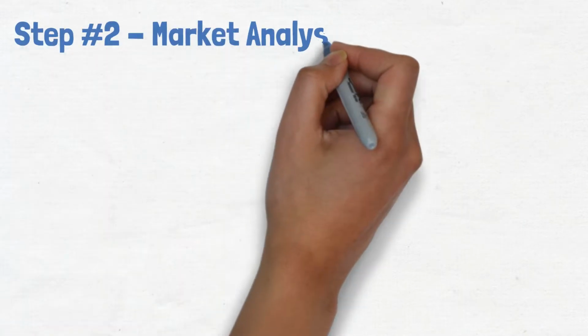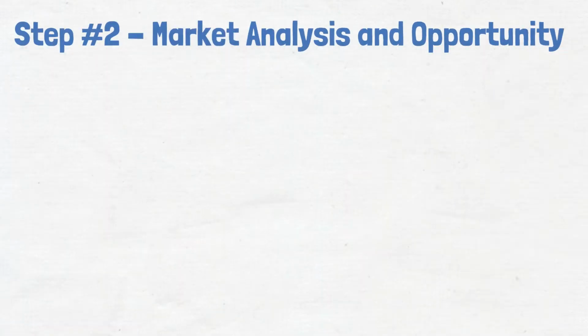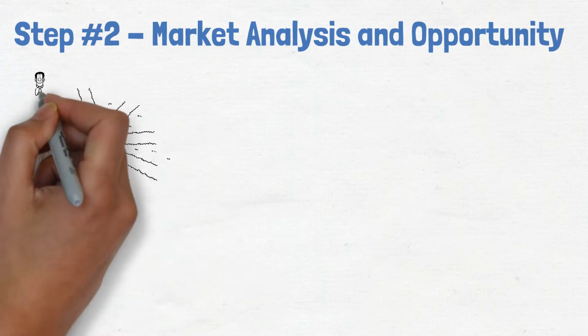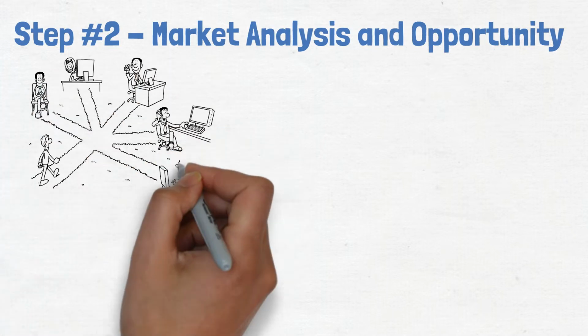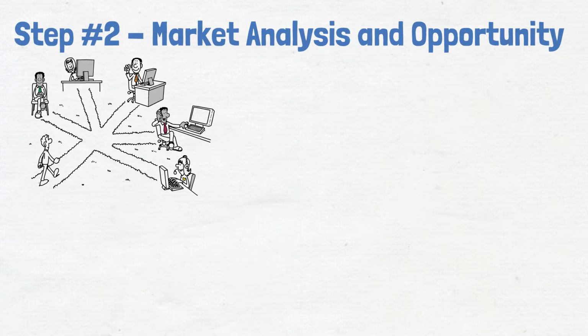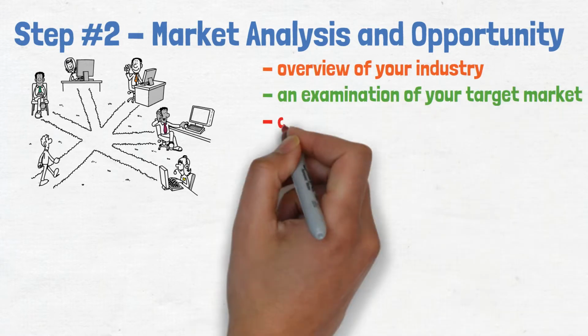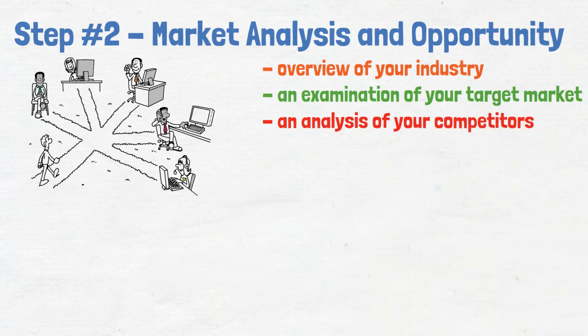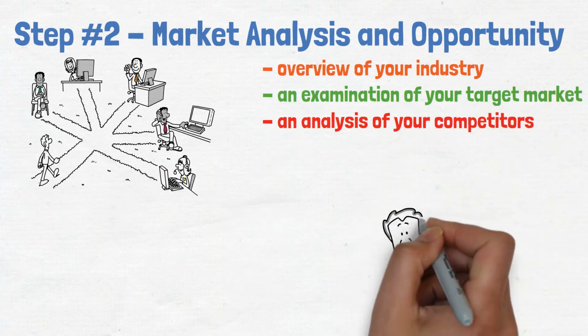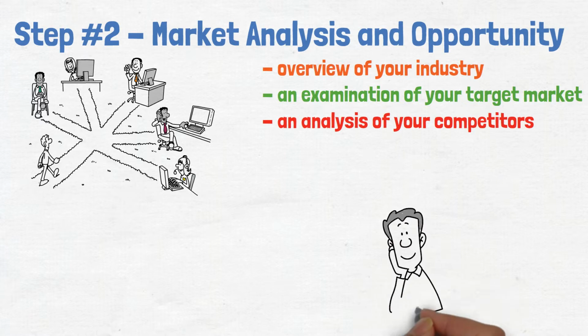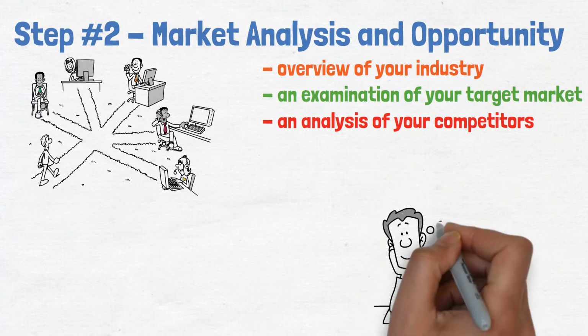Step number 2, market analysis and opportunity. A market analysis is basically a report on the current state of the market that your business will be operating in. This includes things like an overview of your industry, an examination of your target market, and an analysis of your competitors. The opportunity part of the equation refers to the potential for growth in your chosen market.